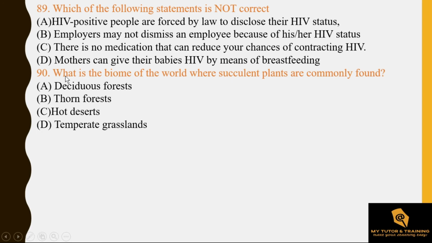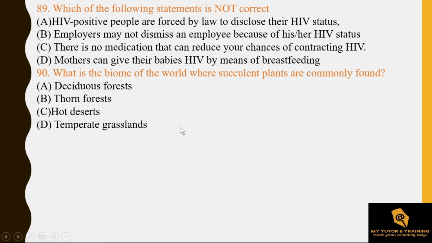Question number 90. What is the biome of the world where succulent plants are commonly found? A. deciduous forest, B. thorn forest, C. hot desert, D. temperate grassland.